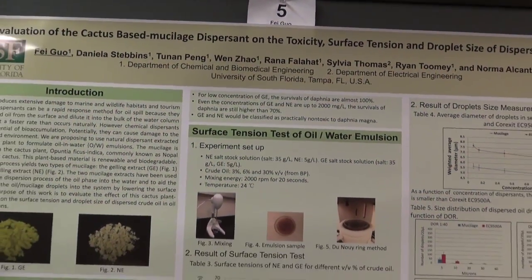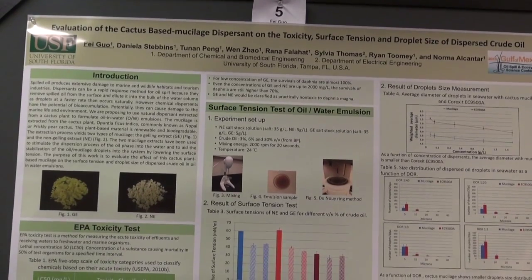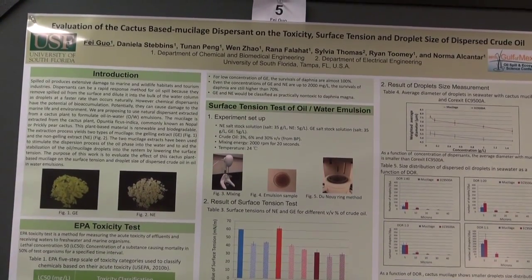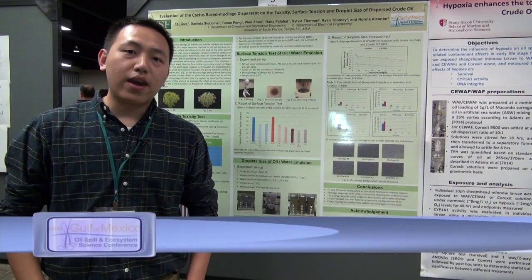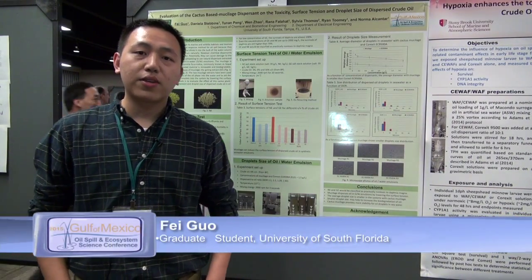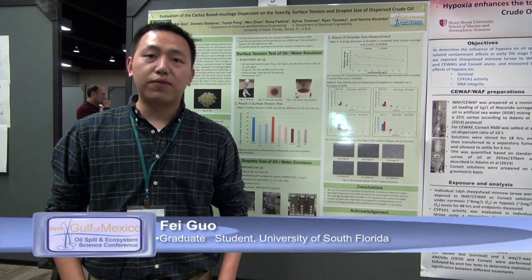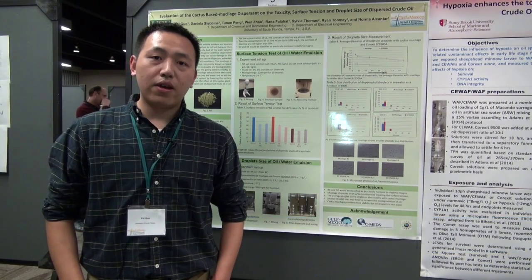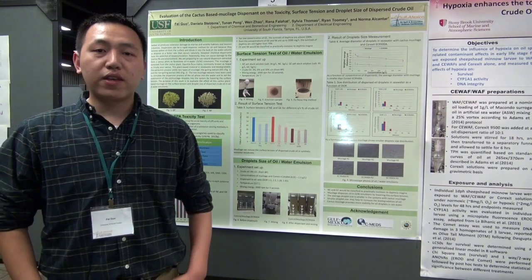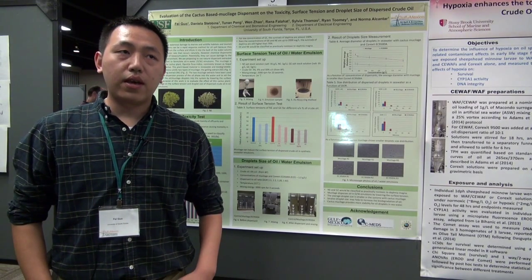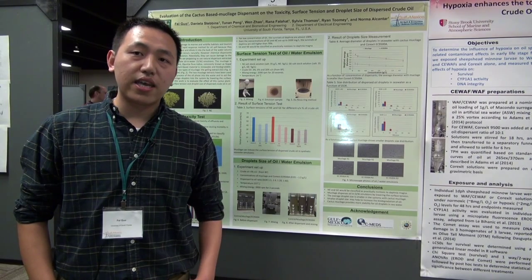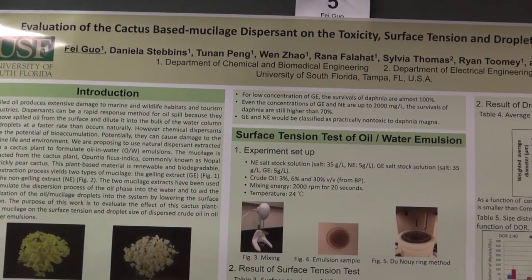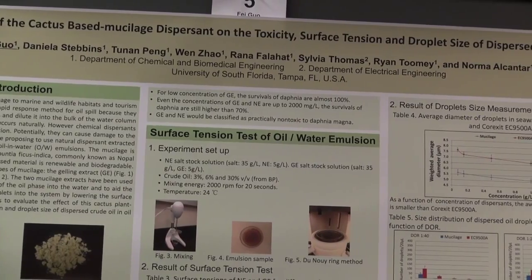Okay, I'm a PhD student from University of South Florida, and this is my project. For this project, we are using the cactus mucilage as a dispersant for the spilled oil. With this mucilage, we test the surface tension, and also we test the toxicity, and also the droplet size of the dispersed oil. So that's what we did in this project.